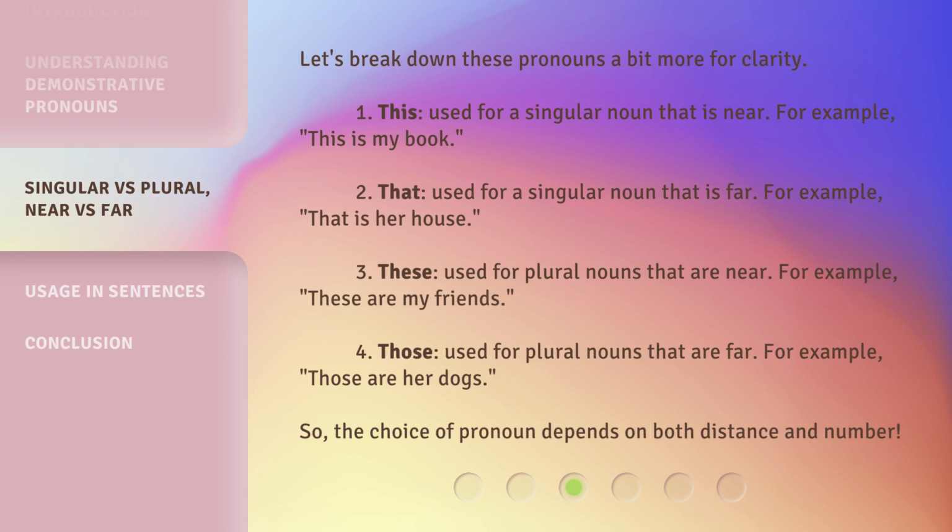3. These, used for plural nouns that are near. For example, these are my friends. 4. Those, used for plural nouns that are far. For example, those are her dogs. So, the choice of pronoun depends on both distance and number.